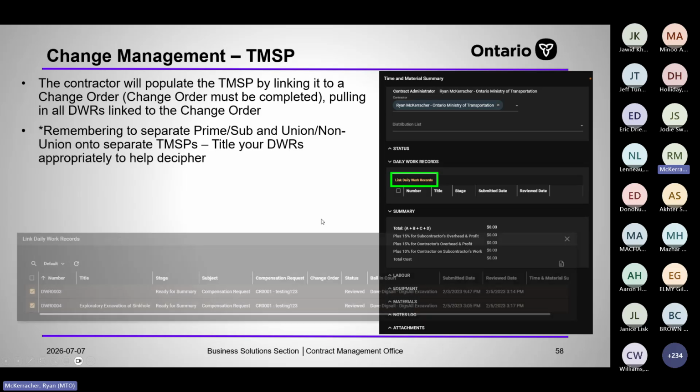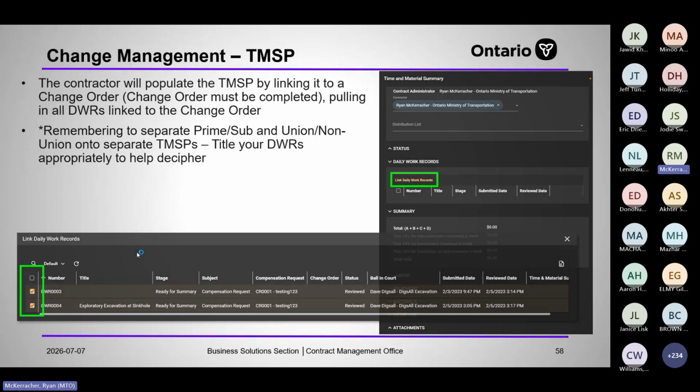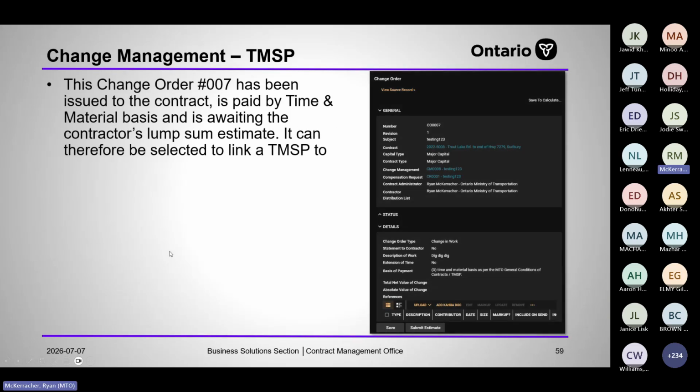Click link daily work records. They come up there. You can see them titled properly. This is why you want a good title, so that the contractor can easily tell which daily work records apply and which don't. This change order 7 has been issued to the contract, is paid by time and material basis, and is waiting the contractor's lump sum estimate. It can therefore be selected to link a TMSP to.